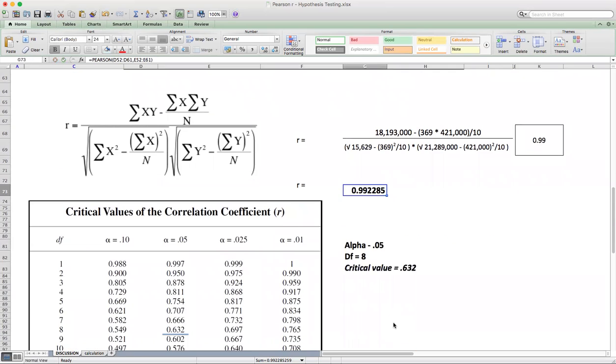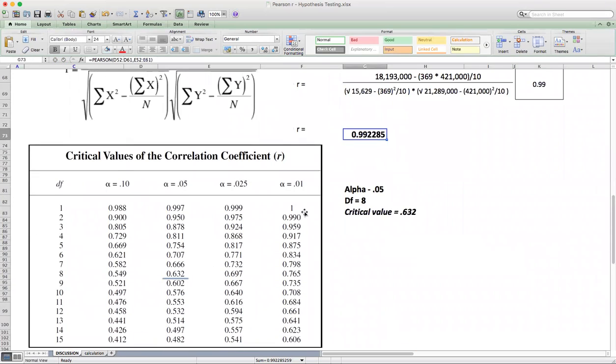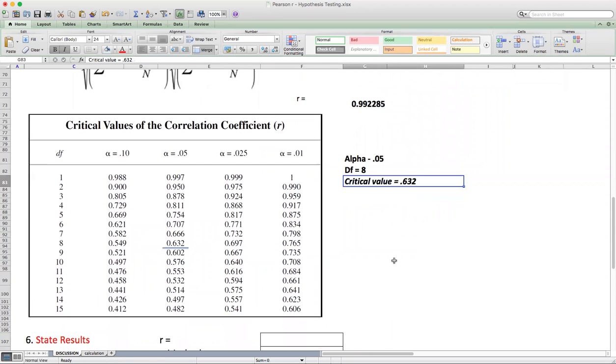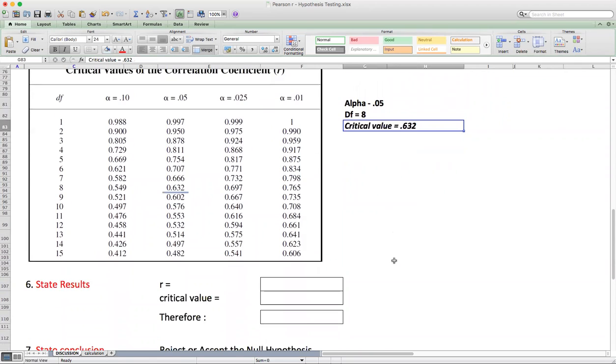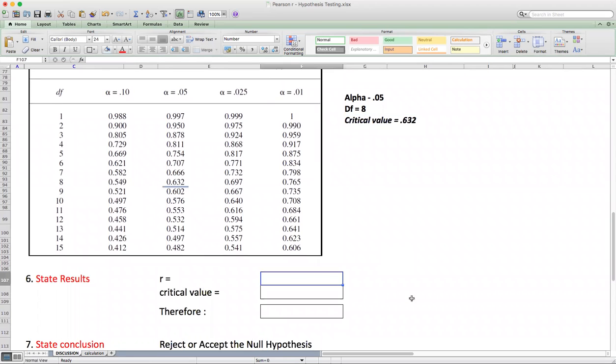Now afterwards, we have to get the critical value, which we already have, 0.632. On the sixth step, we have to state the result. The R is 0.99. Our critical value is 0.632. Therefore, R is greater than our critical value.